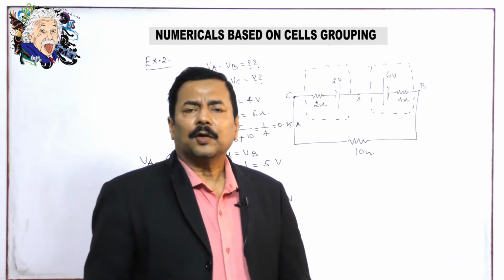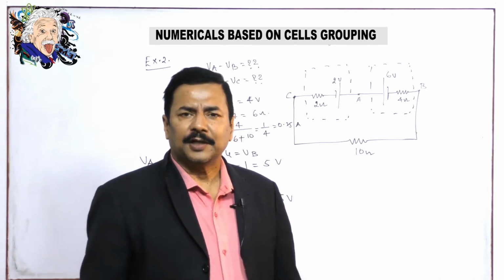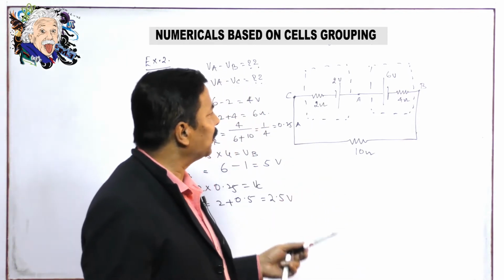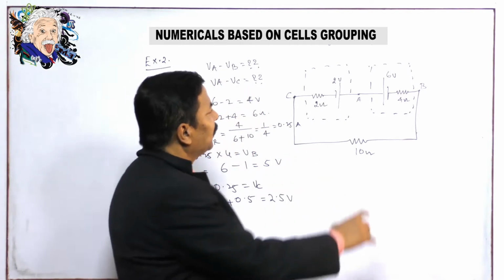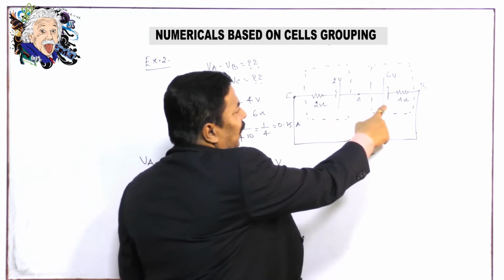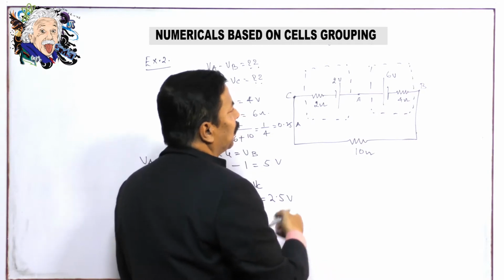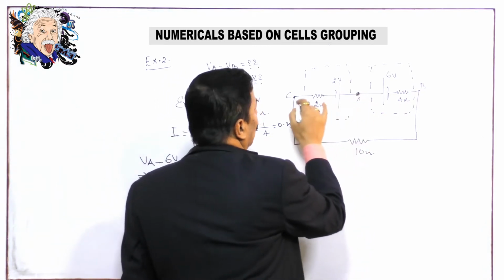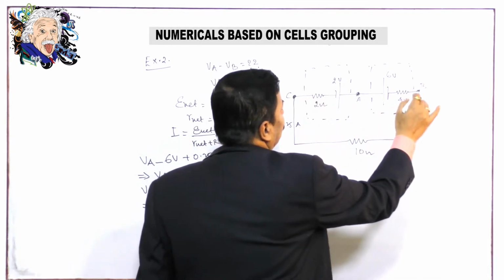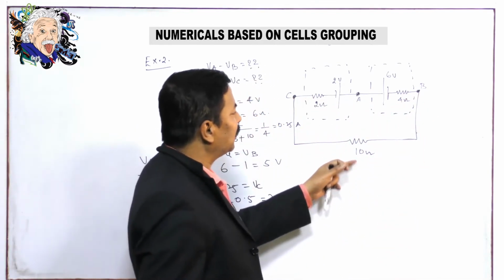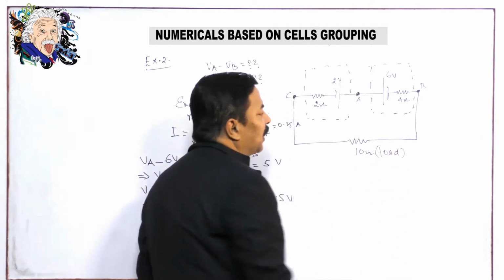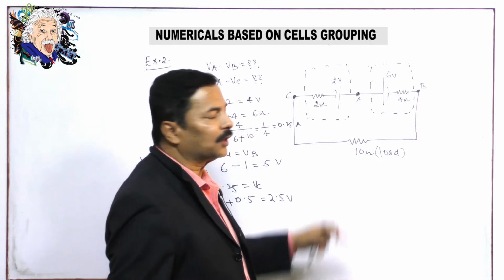Now, based on the series and parallel combination of cells only, we are discussing the next question, and the question is in this format. There is a 2 volt battery with 2 ohm internal resistance, and a 6 volt battery with 4 ohm internal resistance. This point is A, this point is B, and this point is C, and it is connected with the load resistor, that is your 10 ohm.